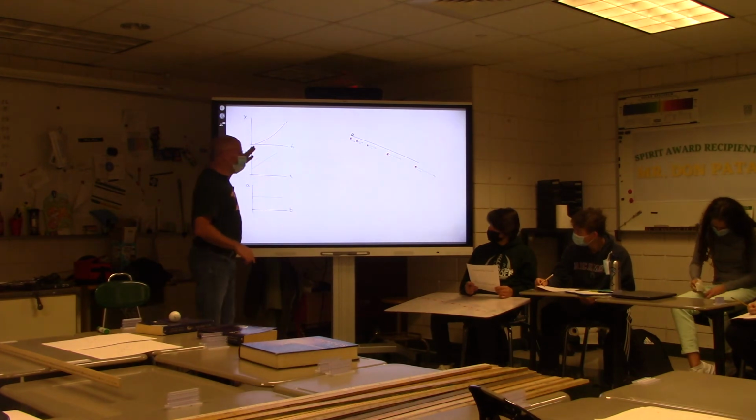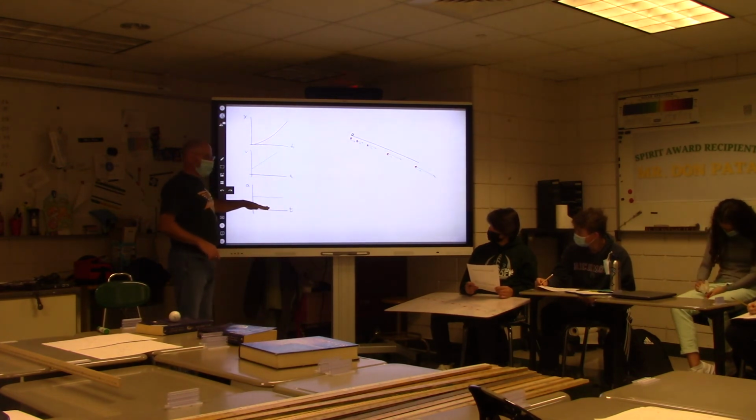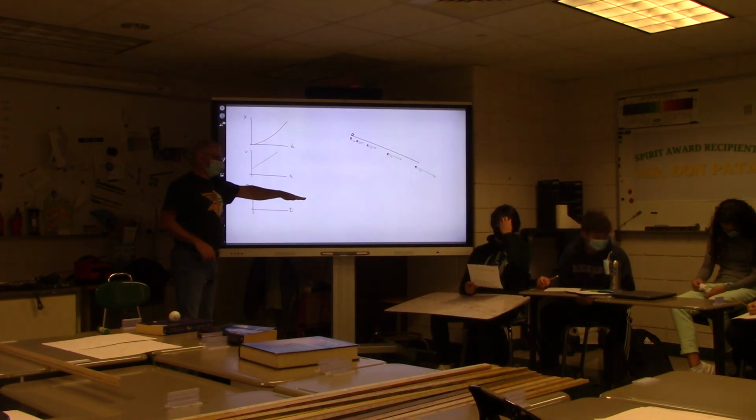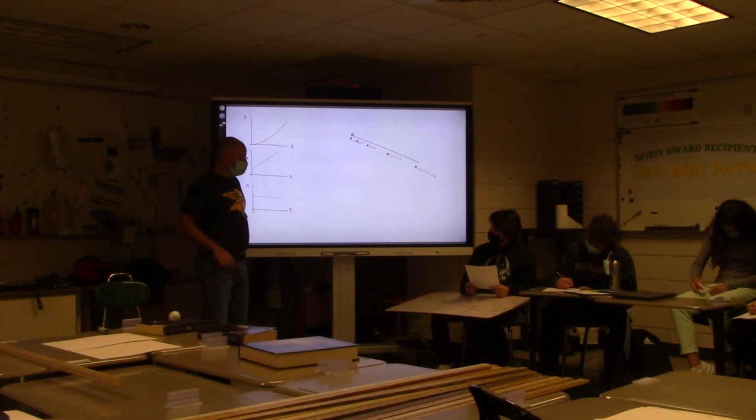Remember, the slope of this graph is this value. So this is linear, this one's horizontal. Probably goes to like.